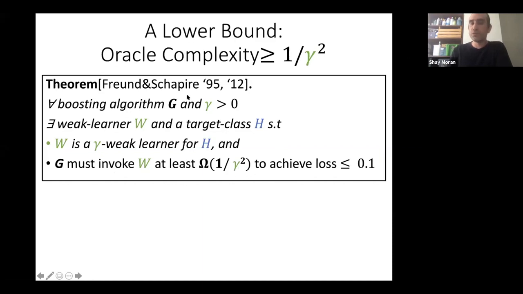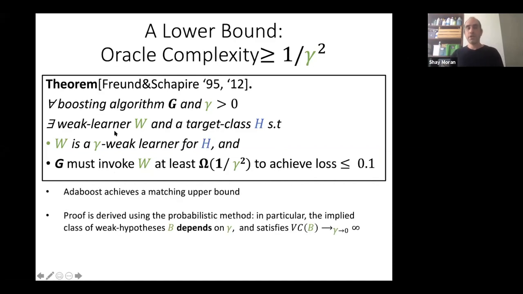So for any boosting algorithm you can come up with, you can come up with a bad W such that the Oracle complexity is at least quadratic in the advantage parameter. And AdaBoost, of course, achieves a matching upper bound. So this shows that AdaBoost is in some sense optimal. But a caveat is that the proof is derived using the probabilistic method. What this implies is that the class of weak hypotheses used by the weak learner depends on gamma. So it's not a fixed class. For every gamma you specify, there will be a different class. And moreover, the VC dimension of this class will in fact go to infinity as gamma goes to zero.